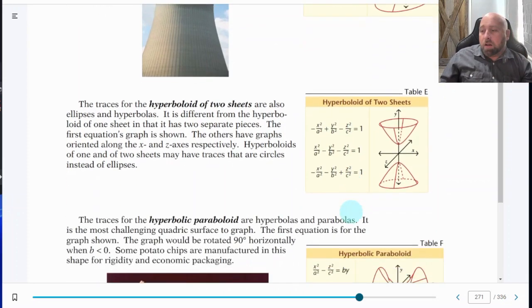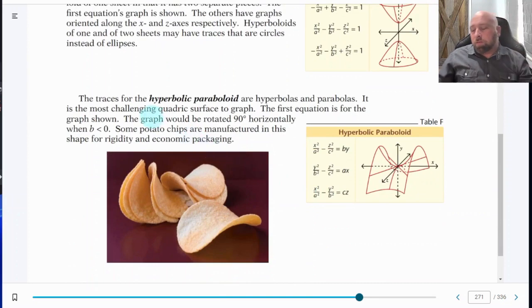Okay, and then the last one that we have to deal with here is the hyperbolic paraboloid. All right, the traces for this one are hyperbolas and parabolas. It is the most challenging quadratic surface to graph. The first equation is for the graph shown, and then we would rotate it 90 degrees, and that would basically be the next two, just rotations of it.